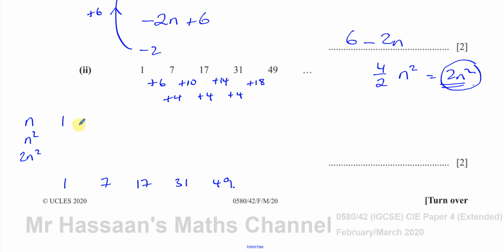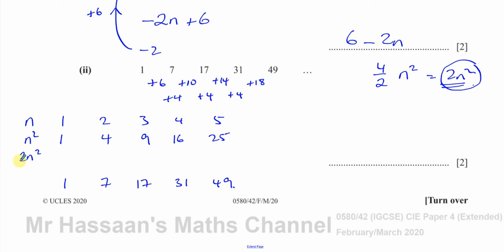So 1, 2, 3, 4, 5. That's n. That's the first, second, third, fourth, fifth term. That's the position of the term. Now I'm going to take n and square it. That's going to give me 1. This n squared gives me 4. This n is 3, squared is 9. This one is n squared, 16. And this is going to be 25.